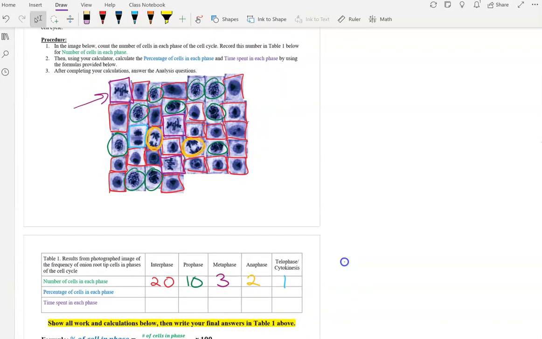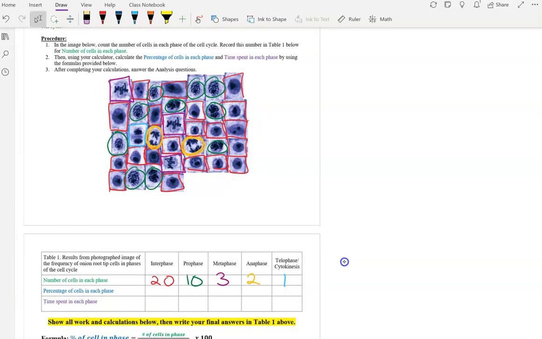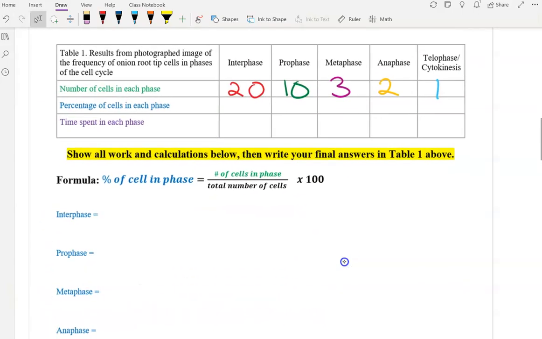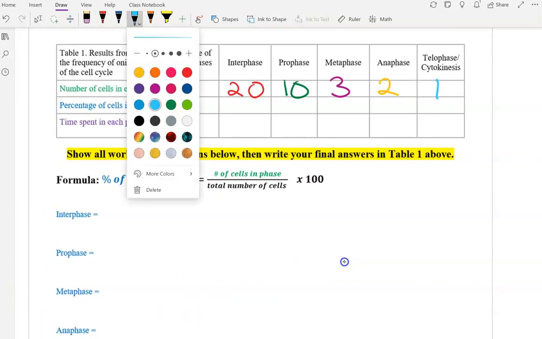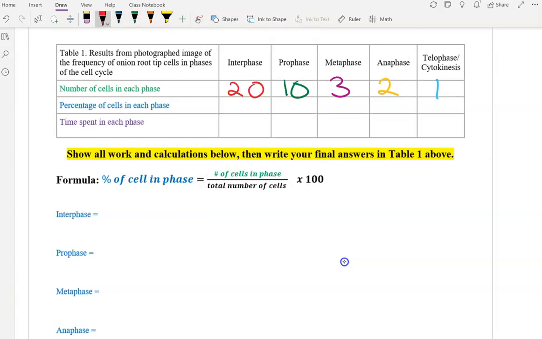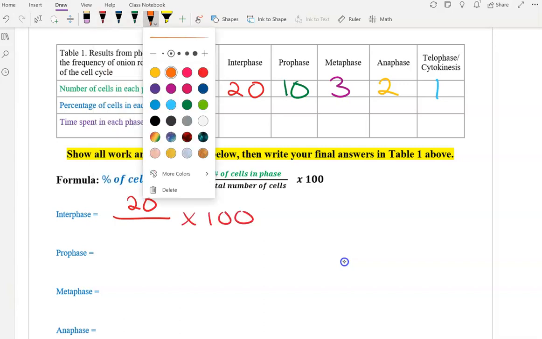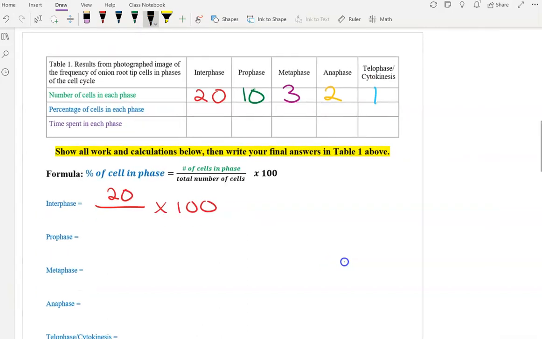Okay, so we counted all the cells that are in each phase. And now we're going to do a little bit of math with that. So we're first going to calculate the percentage. Percentage is pretty straightforward. You're going to take the number of cells that are in that phase. So interphase, we had 20, divided by the total number of cells times 100. And the total number of cells, we have to add all of those up. So 20 plus 10 plus 3 plus 2 plus 1 is 36. So 36 is my total.